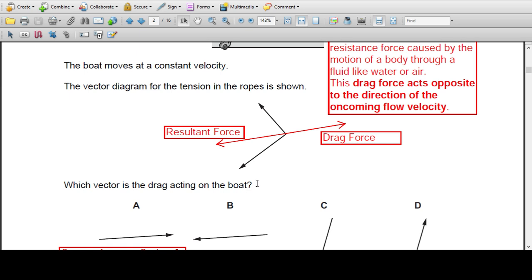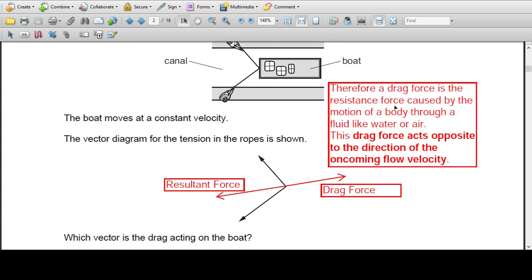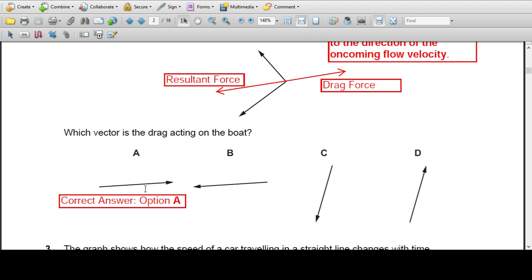The definition of drag: a drag force is a resistance force caused by the motion of a body through a fluid like water or air. This drag force acts opposite to the direction of the oncoming flow velocity. So the flow velocity is in this direction, the force is applied here, so the velocity is in this direction. So the drag force will be in the opposite direction. So this vector A is the correct option.